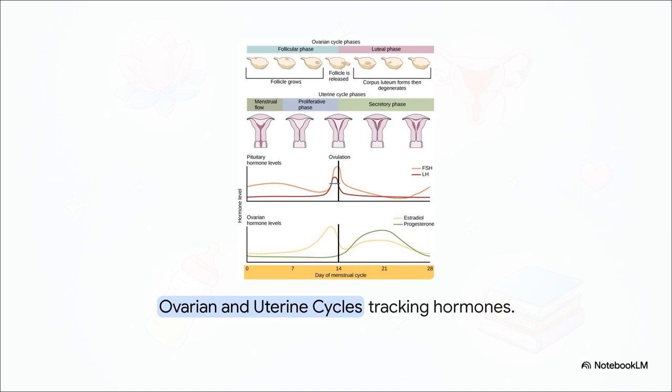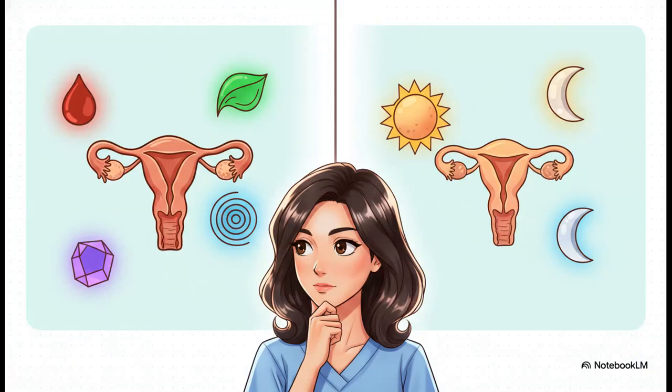Right at day 14, you get this massive spike in LH, and that directly triggers ovulation. Connecting those hormonal peaks to the actual physical release of the follicle, that's going to make pattern recognition an absolute breeze when you're staring down a tough multiple choice question. You gotta keep your phases separated so you don't mix them up on test day.